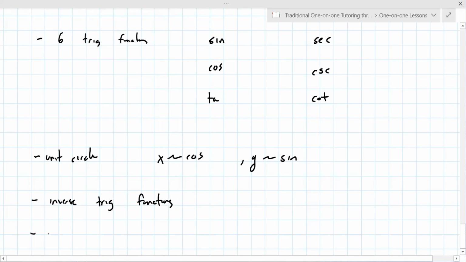Is graphing on this exam? Yes, I think a little bit. Graphing could be the hardest part. I'm not sure.